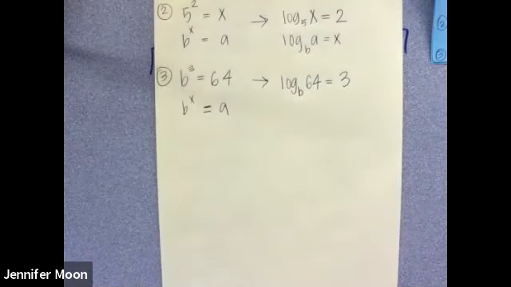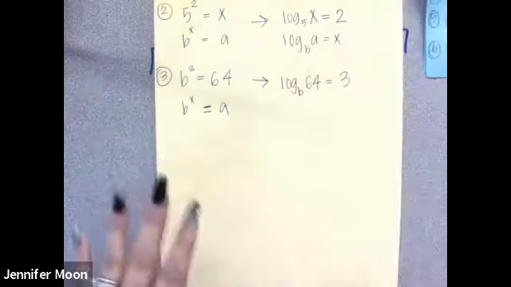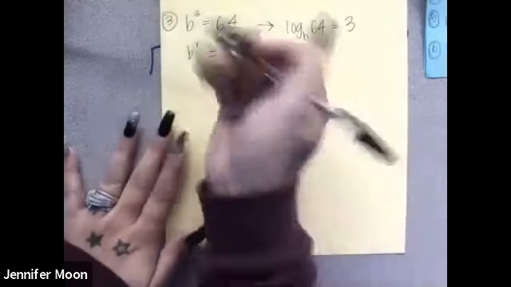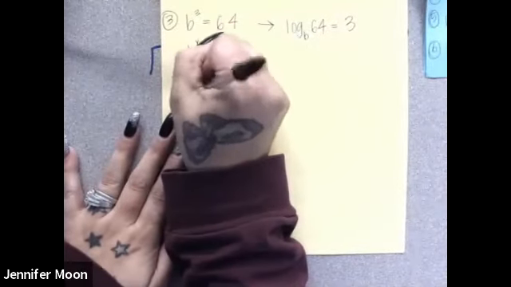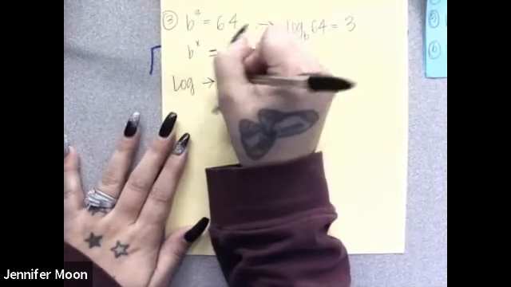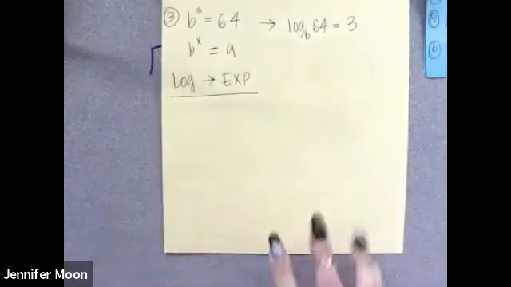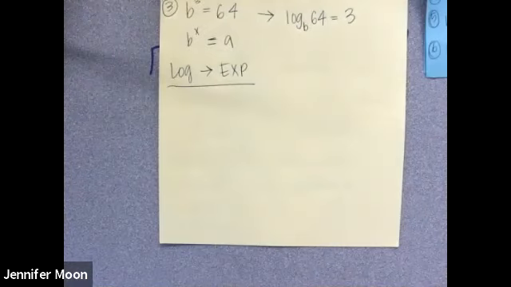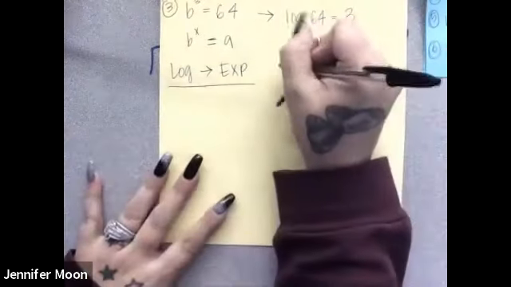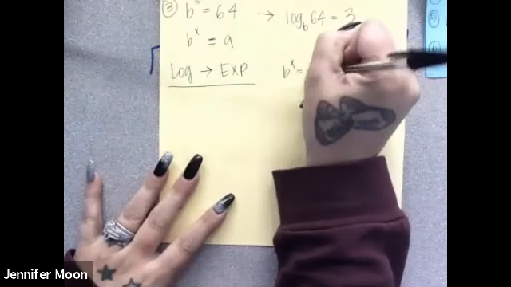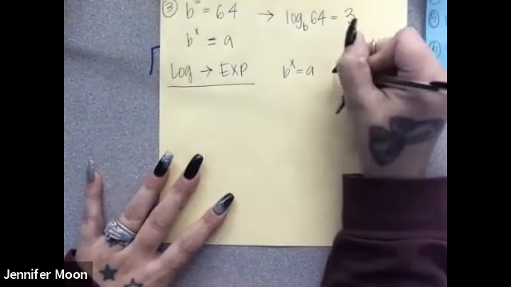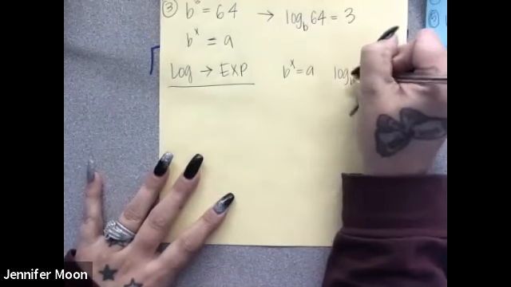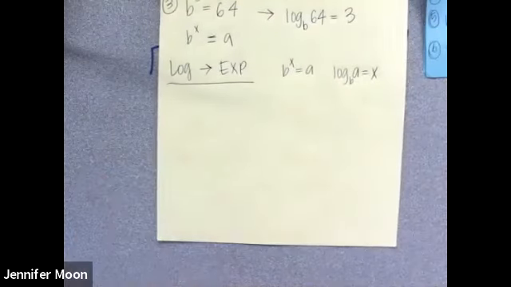Okay, so that was changing from exponential form to logarithmic form, right? Now let's go the other way: starting with a logarithmic form and then changing it into exponential form. I'm going to write the two forms. I know that if I have b to the x equals a, that's exponential form, and then log base b of a equals x, that's logarithmic form.